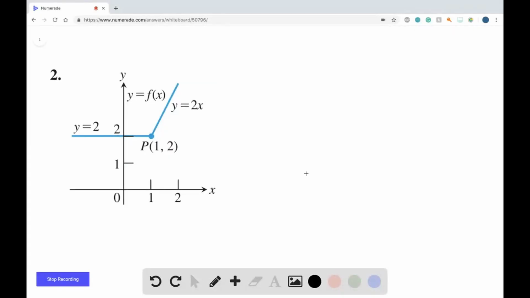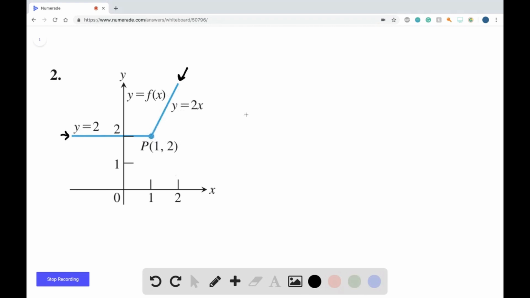In this exercise, we want to compare the right-hand and left-hand derivatives to show that the function is not differentiable at point P. So what we want to do is look at the derivative of the line that we have here and the derivative of the different line that we have here, and basically just show that because they're not the same, then we can't be differentiable at this point.